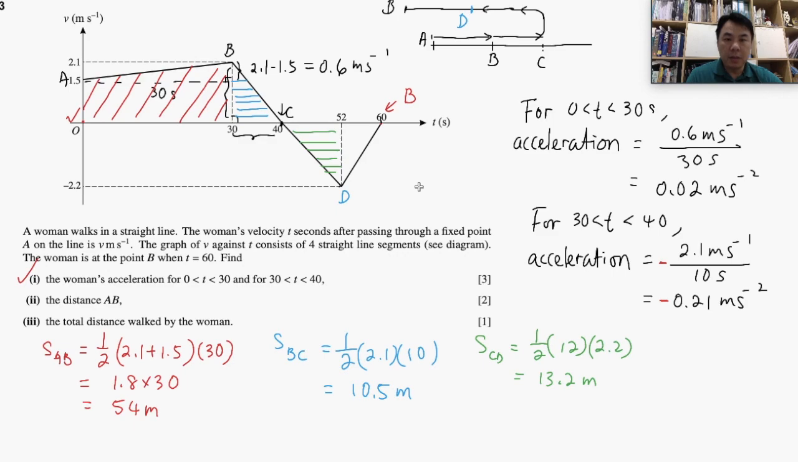And then next, we're going to complete the last section here, which is this region. This region we can find out quite easily as DB is given by half.